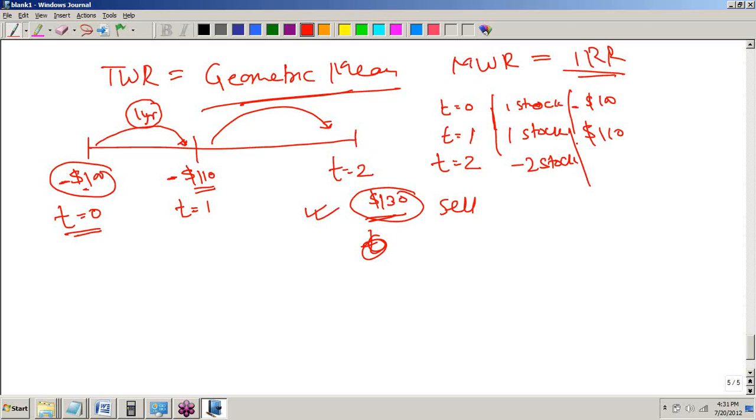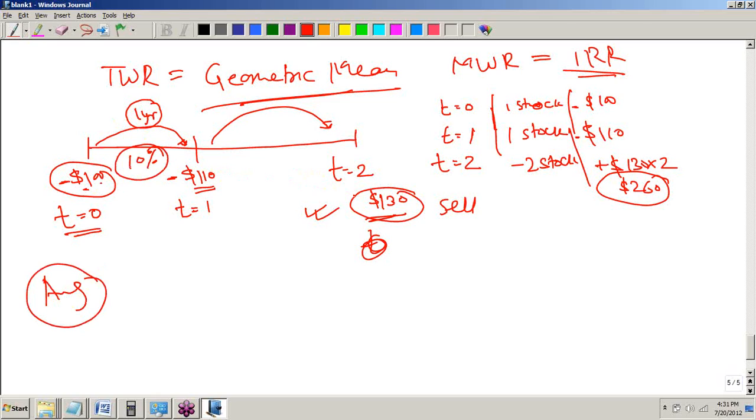How much money will you be receiving? You will be receiving $130 times 2, which is $260. Now I am interested in knowing how much is the average return that you have produced. From 100 to 110, that is a 10% return. From 110 to 130, the return is roughly 18%. So what is the average return over the 2 years?